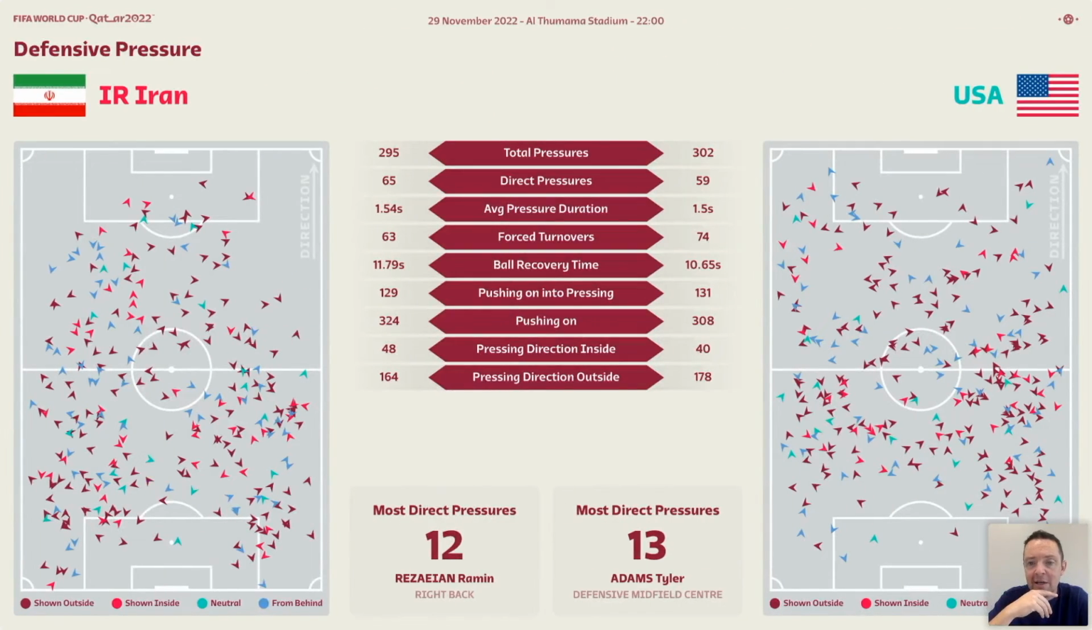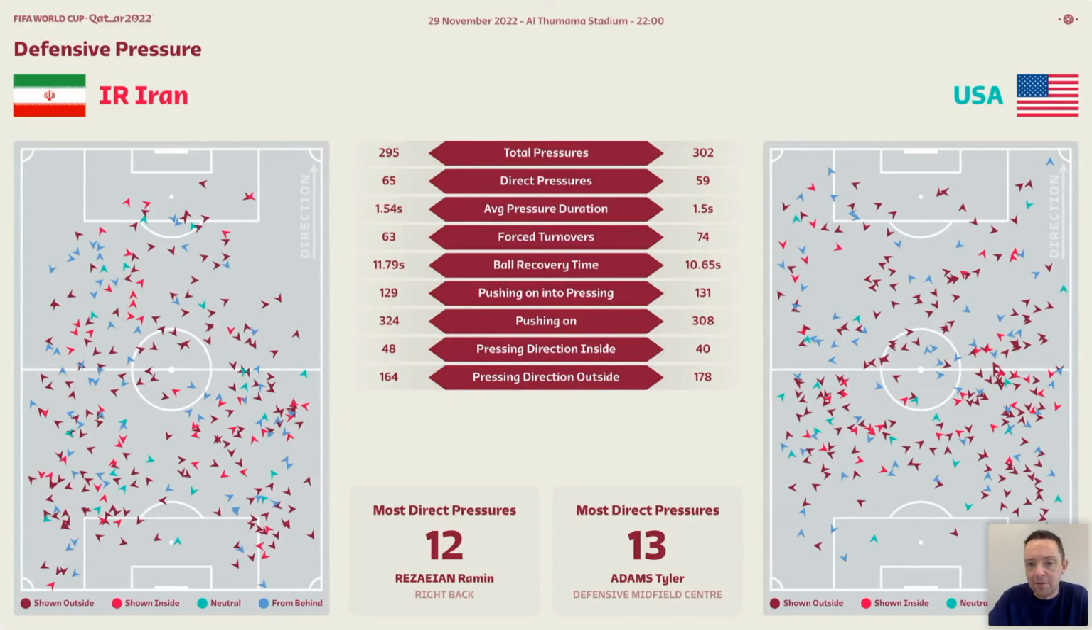Defensive pressure can be a bit of a noisy metric, because you can see here there's a lot of little dots and arrows on the pitch. But I think what's really good of what FIFA have done is most direct pressures. So it's Tyler Adams against Ramin Rezaeian, and you can see two players matching up against each other. You can also see their positions, so you can see which players are picking up what possession.